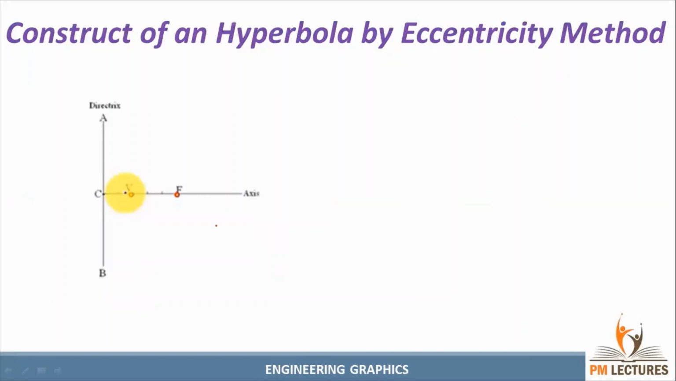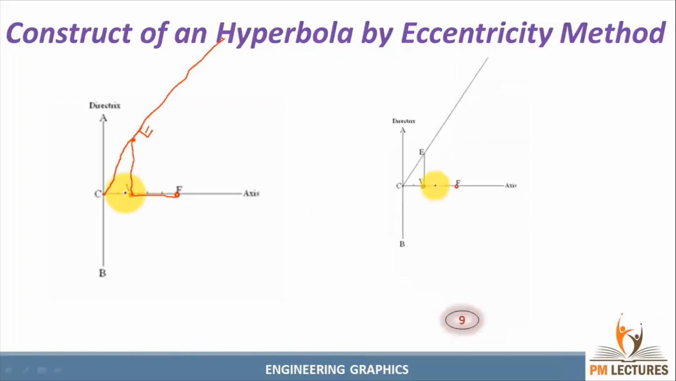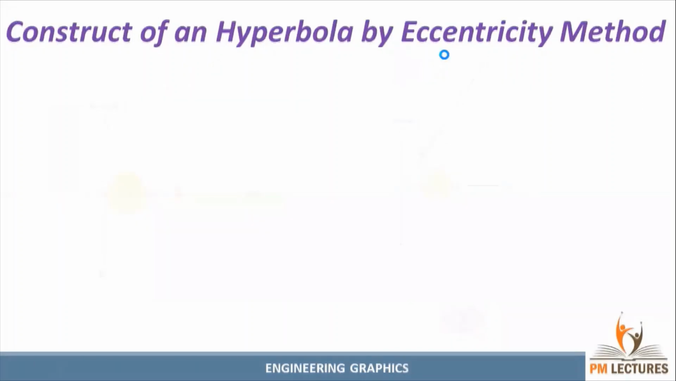After marking the vertex point, we need to measure the distance between the vertex and the focus. After measuring from the vertex point, you need to draw a vertical line for the distance of V to F and mark the point as E. After marking the point E, from the C point, we need to draw an inclined line. That line will pass through the point E, like this. You can see a clear view here. Okay, can you understand? Let's move to the next step.